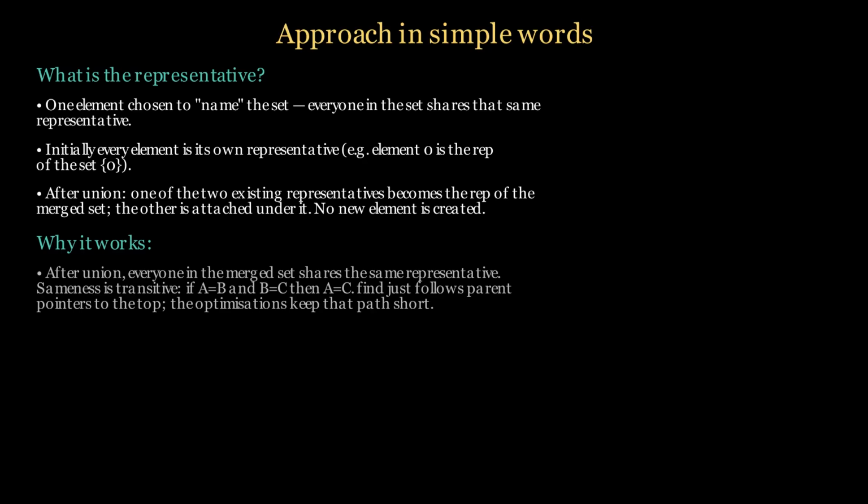The representative is one element we use to name the set. Everyone in the set shares it. Initially every element is its own representative. After a union, one of the two existing representatives takes over for the merged set. We never create a new element. This works because sameness is transitive. If A and B share a representative and B and C share one, then after union all three do too. Find just follows parent pointers to the top, and the optimizations keep that path short.